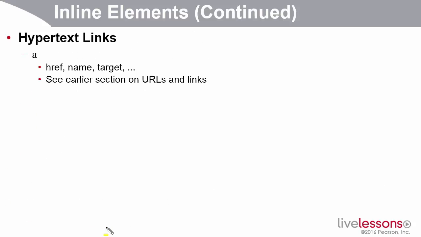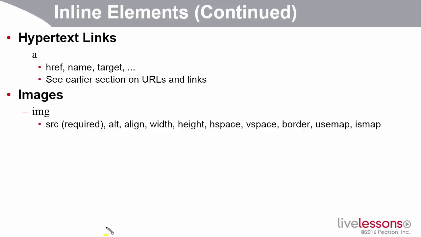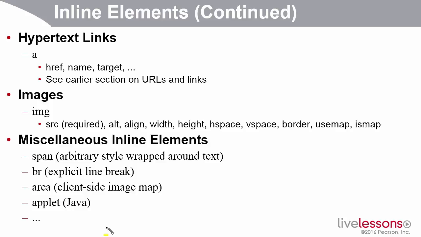All right. Hypertext links that we discussed earlier flow into an existing paragraph, so they are inline elements. Images, which we'll discuss shortly, are inline elements. You can flow an image into a paragraph. We'll give some examples of that. And there are a few others as well, in particular span, which we also mentioned briefly in the section on div.